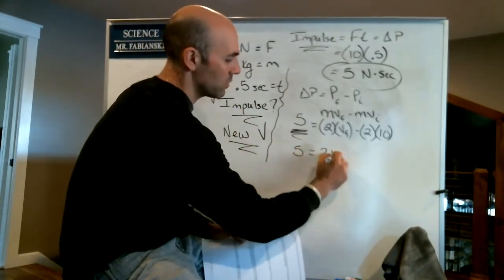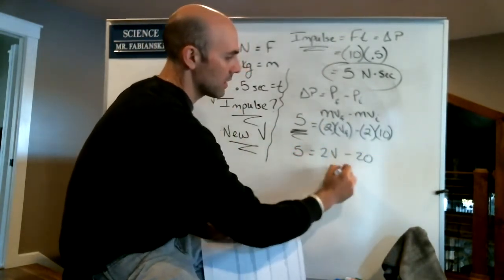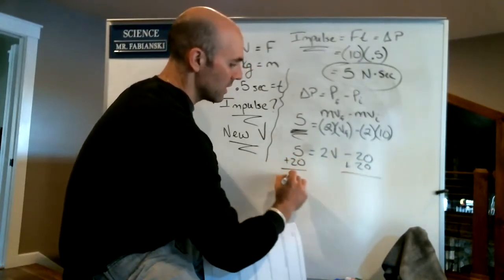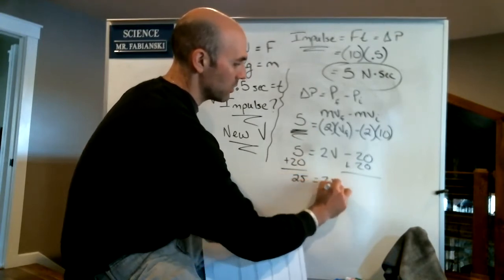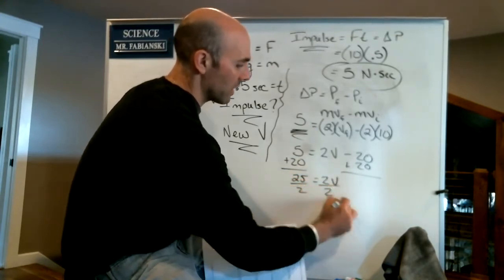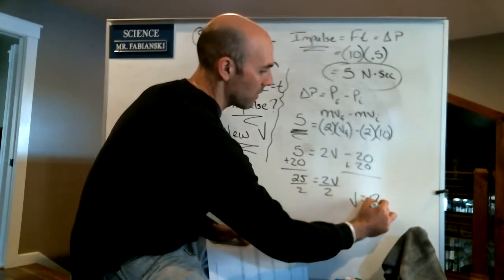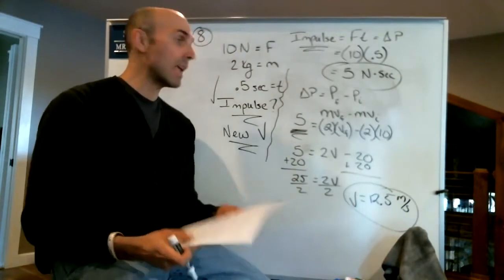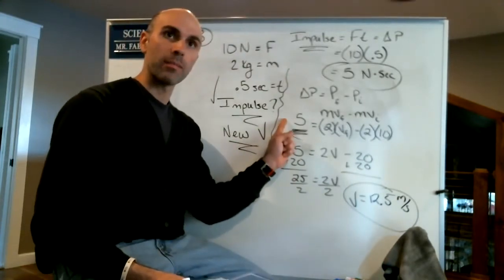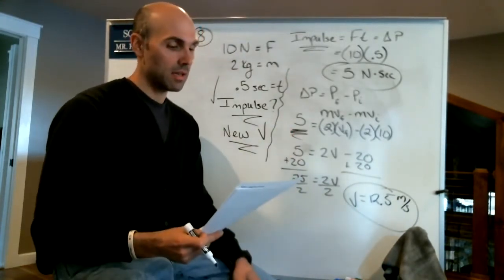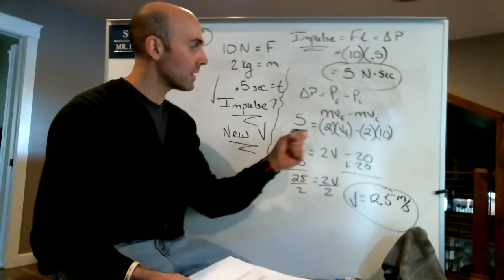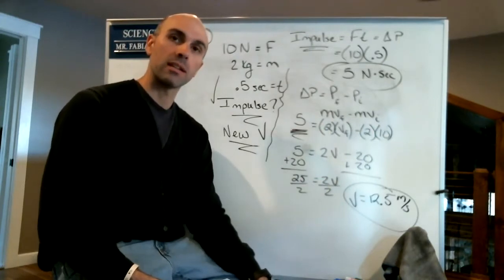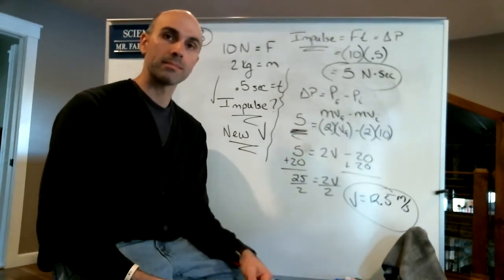5 equals 2v minus 20. Add the 20, add the 20. 25 equals 2v, divided by 2, divided by 2. V comes out to be 12.5 meters per second. So based on an impulse of 5, the cart went from 10 meters per second to 12.5 meters per second. So that should be your answer.